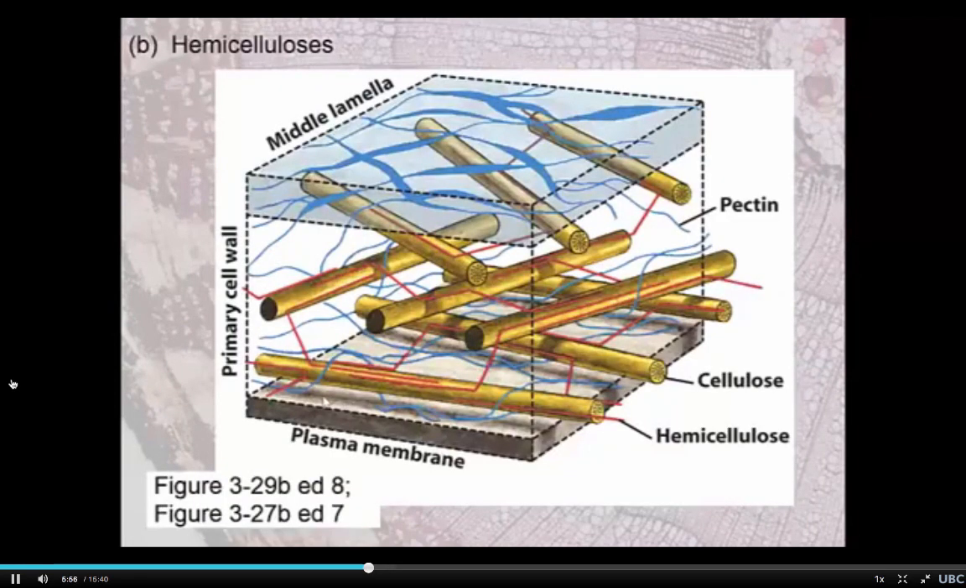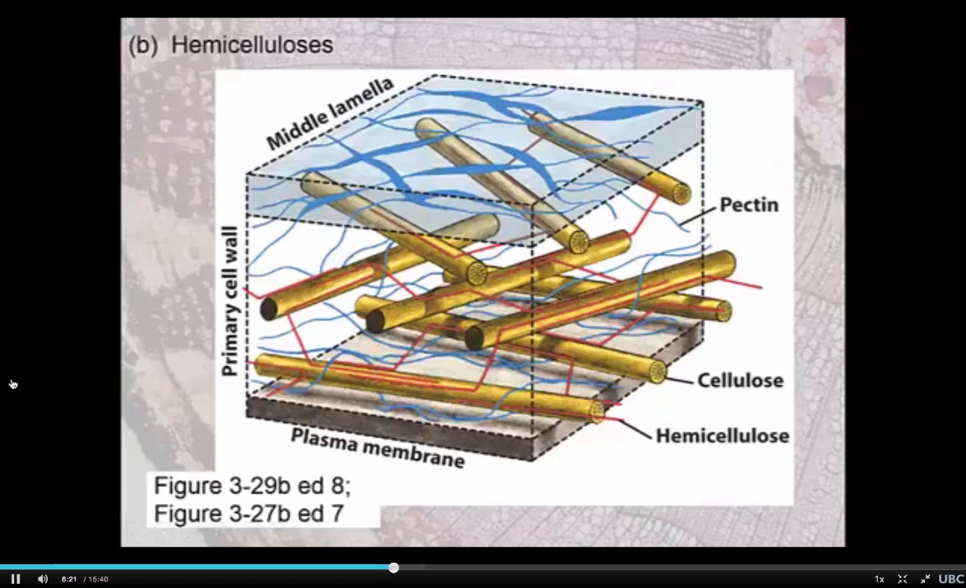Okay, so another component of these primary cell walls is the hemicelluloses. So this is the little red lines here that are acting as crosslinks. So they actually help to keep those cellulose microfibrils in place. There are different kinds of sugars. It's sort of more of a heterogeneous type of molecule. And you can also see this pectin is in the primary cell wall as well.